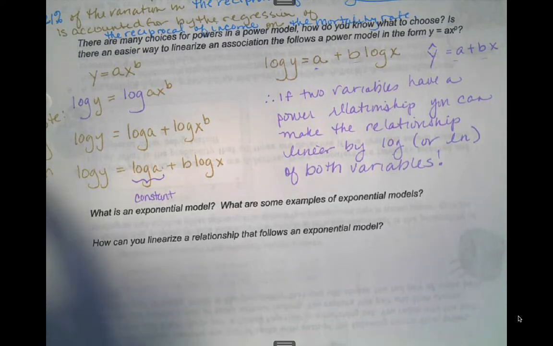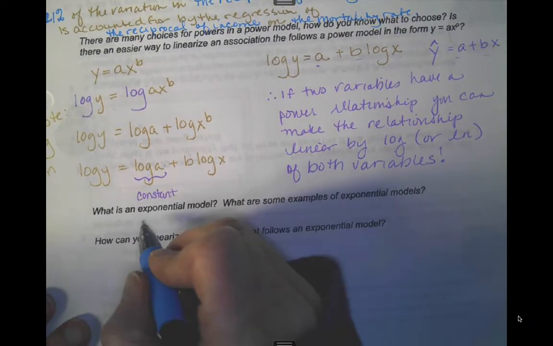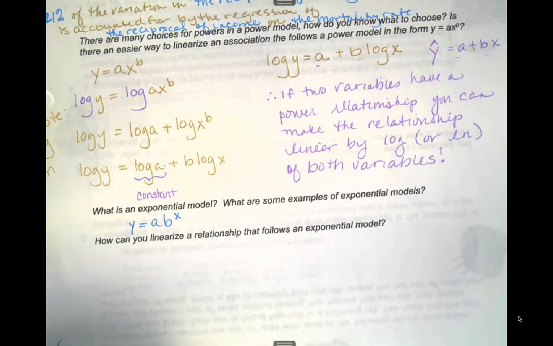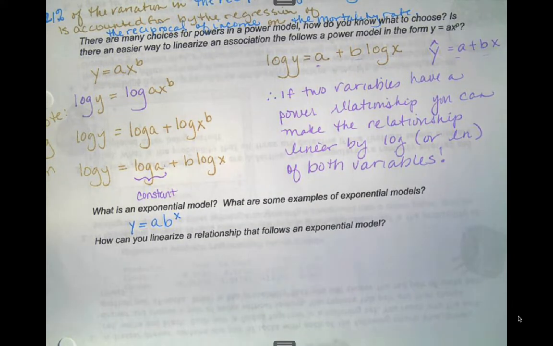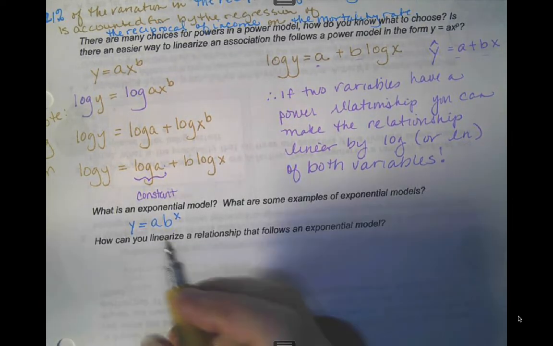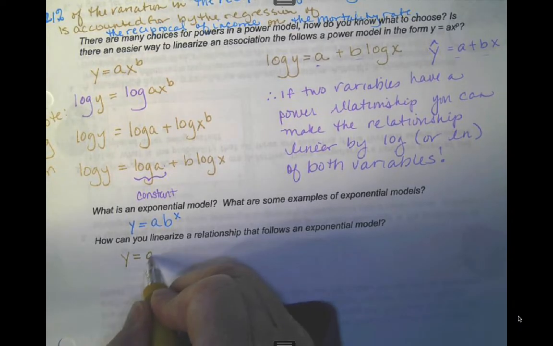All right, an exponential model. So an exponential model looks a little bit different. In an exponential model, the x, the variable, is the power. Examples of that are compound interest and radioactive decay, things like that. I'm going to do the same thing here. So how can I linearize an exponential?